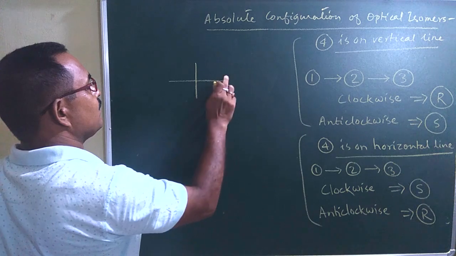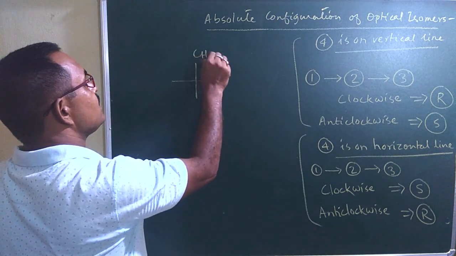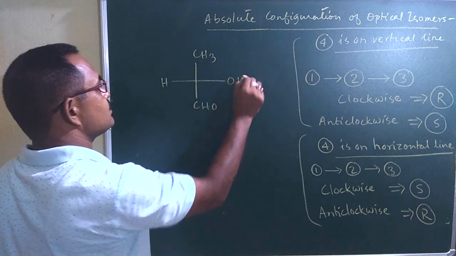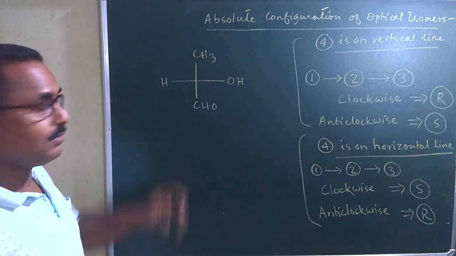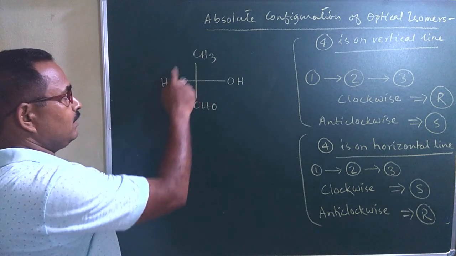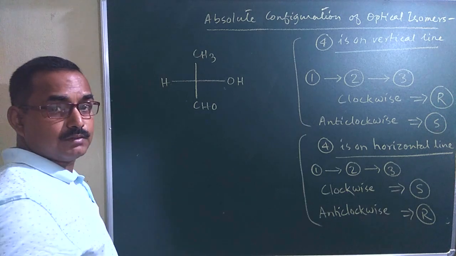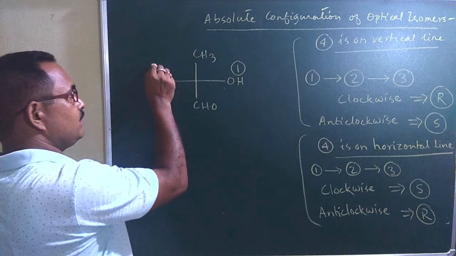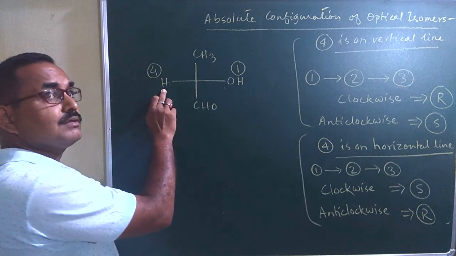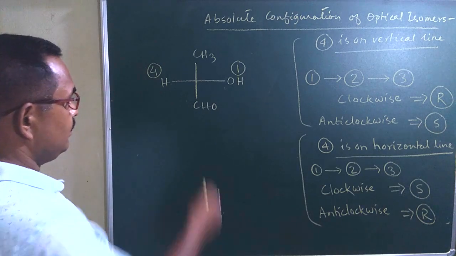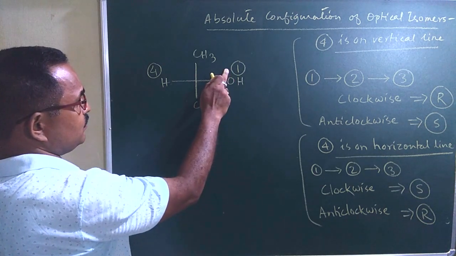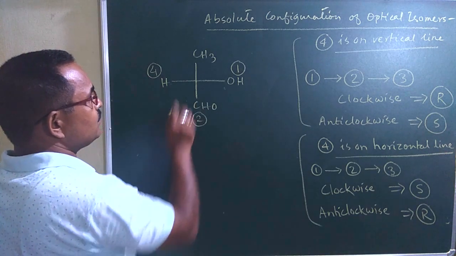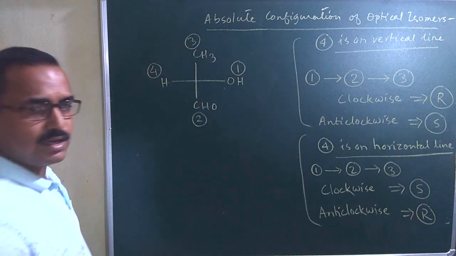Say this example, come to this example, okay? CH3, CHO, H, OH. 2-hydroxypropanal. 1, 2, 3, 4, all these 4 groups are different. The group with highest priority is this OH, with lowest priority is this H. So this is the group with highest priority, this is the group with lowest priority. This will be priority 2 and this is priority 3.